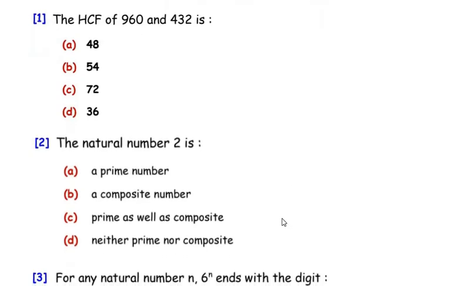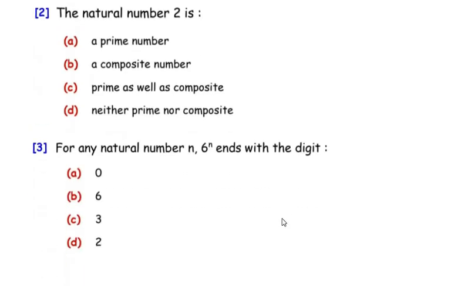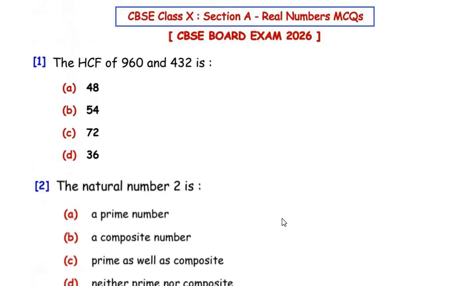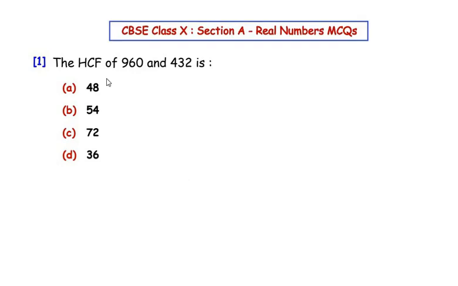In this video we are going to solve 3 questions from Real Numbers chapter which had appeared in section A of CBSE Board Exam 2026 Variant 1 paper. So let us start with the first question now. The highest common factor HCF of 960 and 432 is.